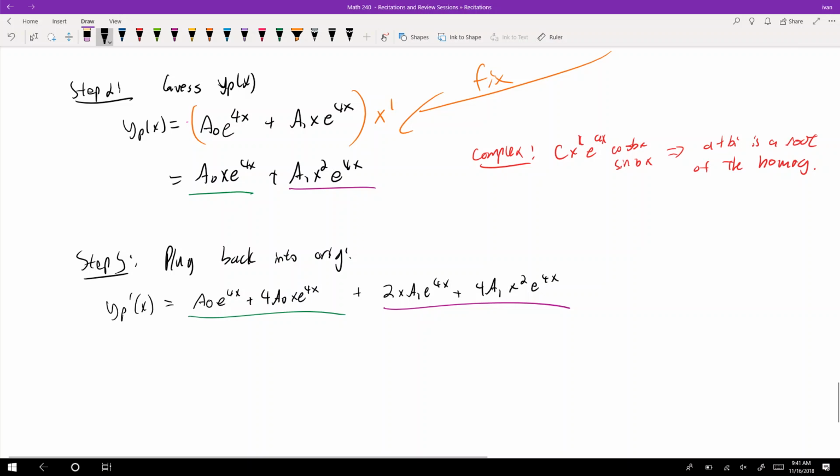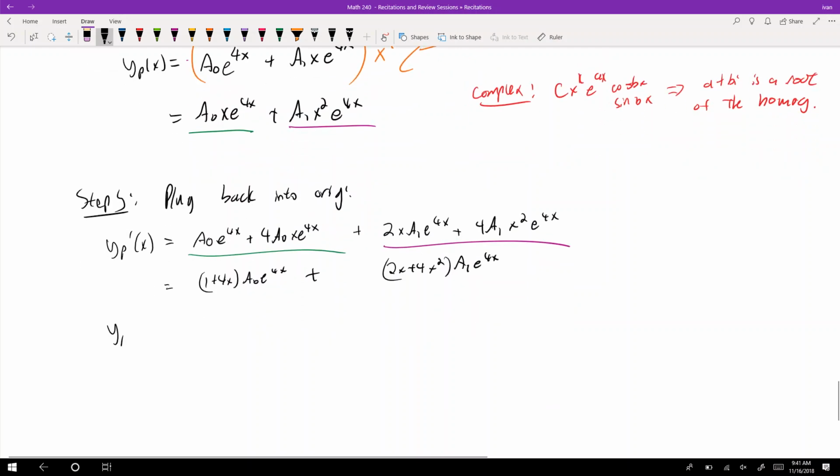Okay, so I'm going to rewrite this. This is 1 plus 4x times a naught e to the 4x. And this becomes 2x plus 4x squared times a1 e to the 4x. All right, y_p double prime of x. The reason why I did this is so instead of taking the product rule on 4 separate terms or 3 separate terms, I'm only doing it twice. So now you've got to take the product rule on this guy. It's the derivative of the first guy times the second guy plus the derivative of the second guy times the first guy.